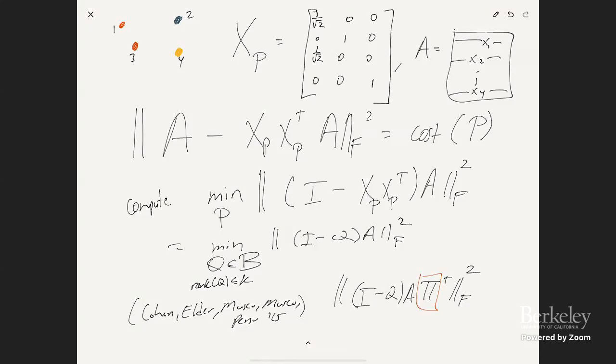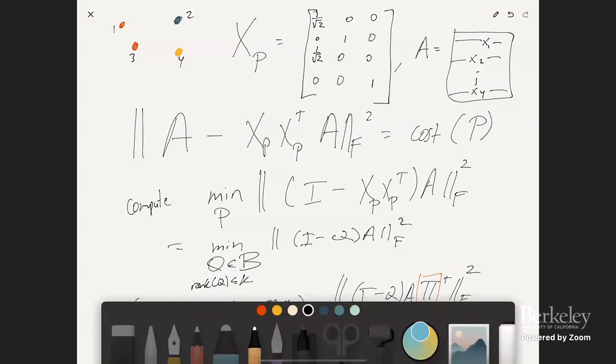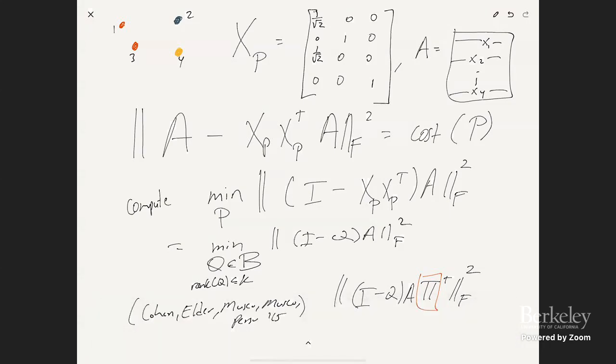Then the Q you'll get will give you the optimal value up to 1 plus epsilon, as long as pi has enough rows in it. So if you have your target dimension M being something like K over epsilon squared, then it'll allow you to approximately solve any constrained low rank approximation problem, including K-means clustering, which is just a special case of a constrained low rank approximation problem.